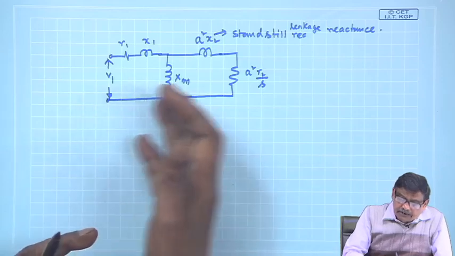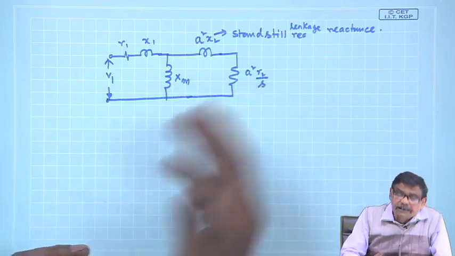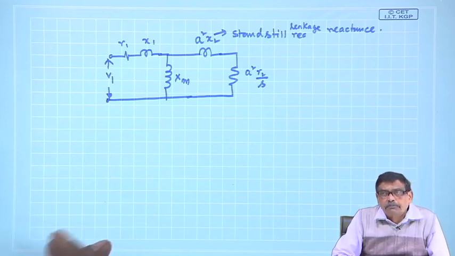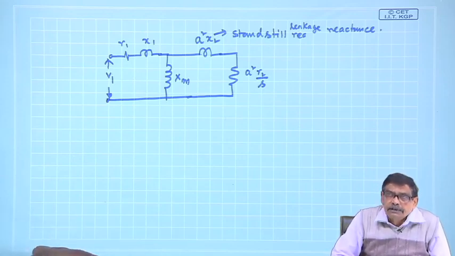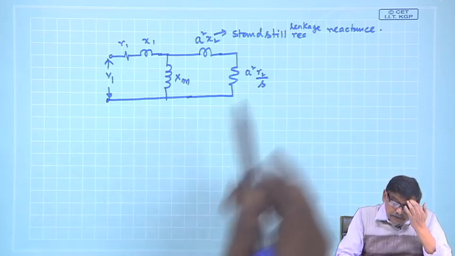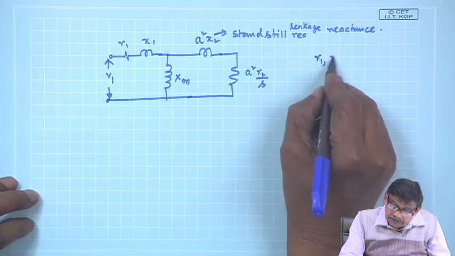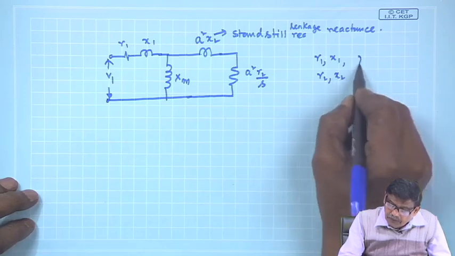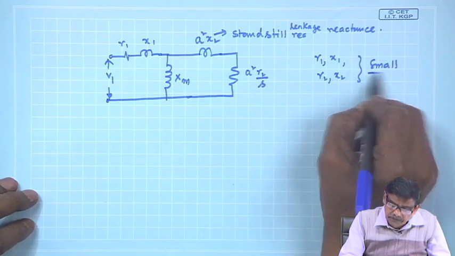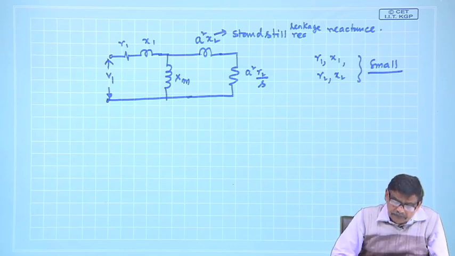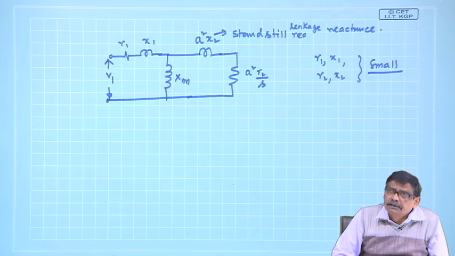I can find out the performance by putting S equal to 1 at standstill condition, what the motor is going to do, or for that matter when the motor is running at any slip S, that is the thing. Mind you, this R1, X1 and R2, X2, these are small quantities compared to your magnetizing reactance. There will also be eddy current losses, I will address that slightly later.